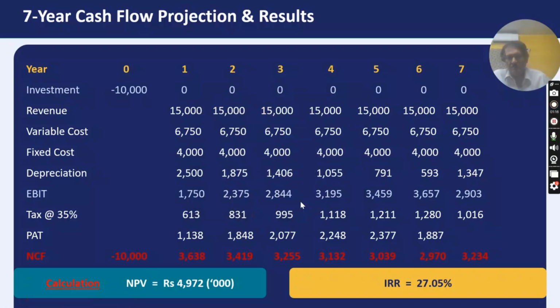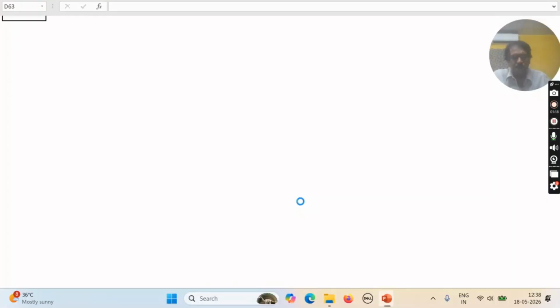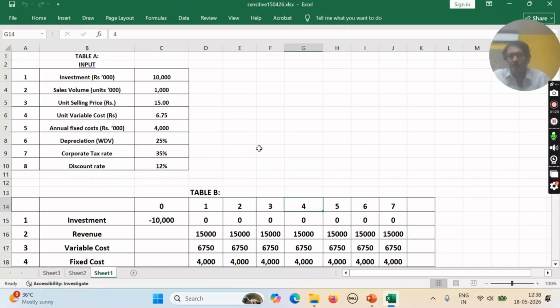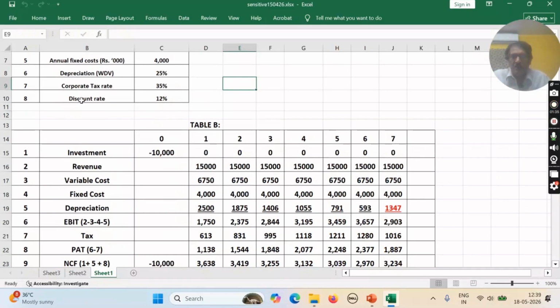This is the Excel sheet, and the same inputs are noted here. The same inputs which I have shown in my previous slides. Investment amount 10,000, sales volume 1,000, all these are the inputs. This is the Excel sheet, and I think it is very basic things of Excel. The formulas are noted here only.